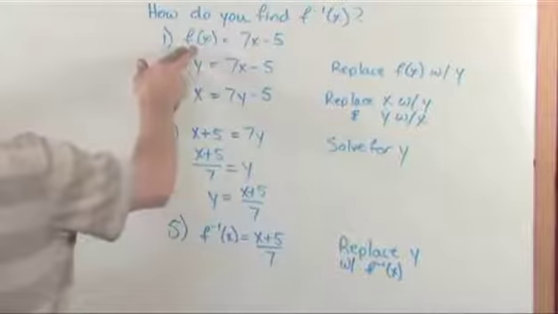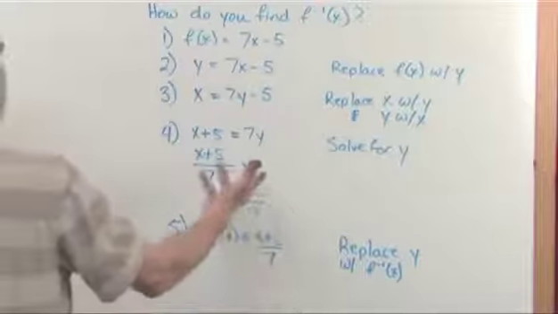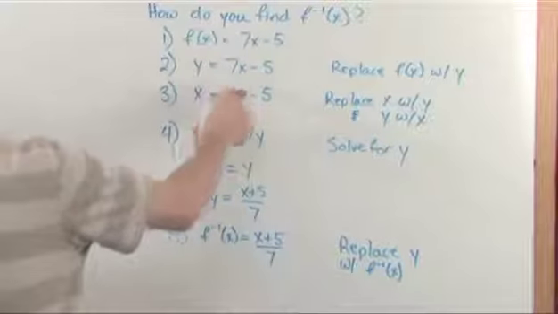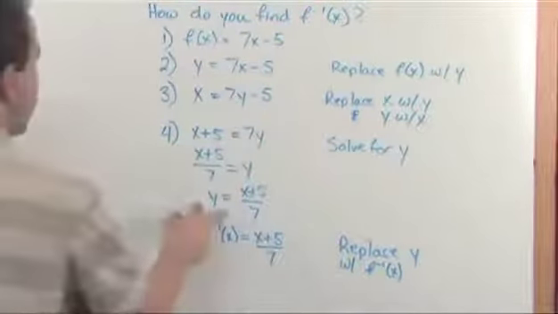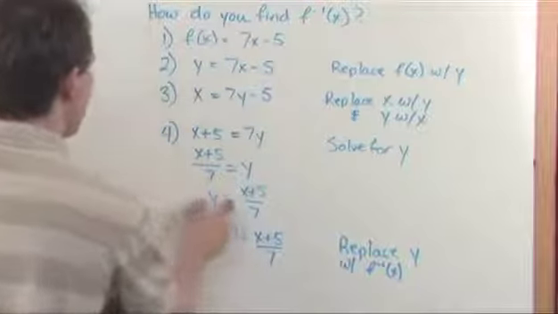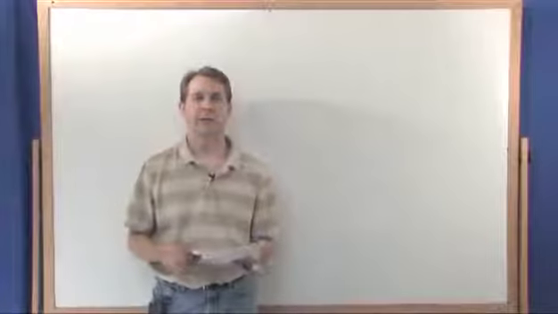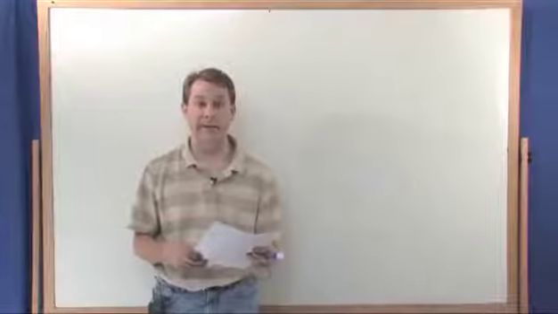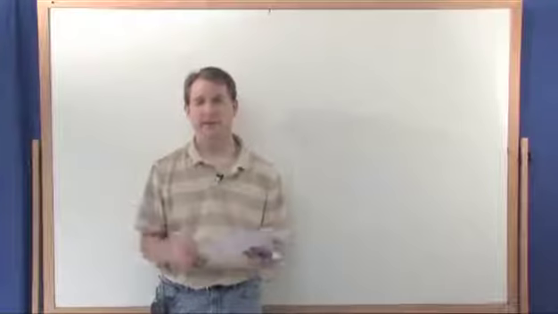All you do is you take your f of x, you replace it with y. That just makes it easier to solve later on. Then you flip x and y, put x wherever y is and y wherever x is. And then you solve for y, and we did this with our algebra. We solved for y, and then we simply replace y with f inverse of x, and that's the answer. That is the function inverse. Okay, now we're going to do some problems. We're going to first look at some graphs, and we're going to tell if the graph is one-to-one. That's the first thing we're going to do.